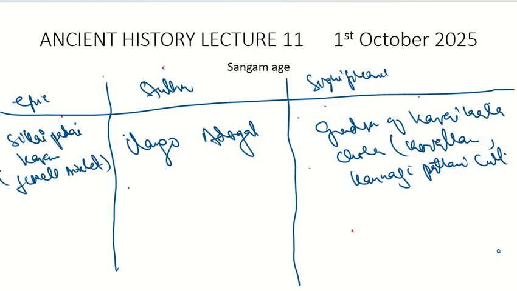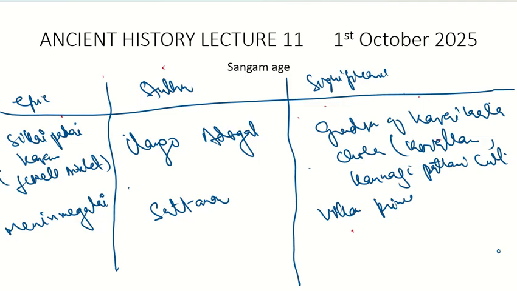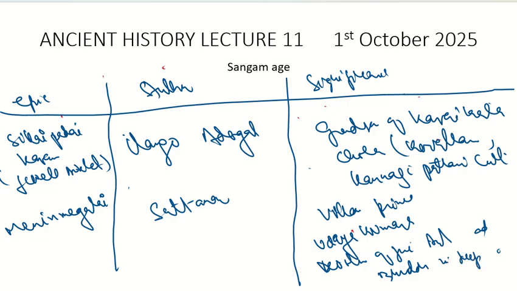Then we have another epic, which is Manimegalai. It is written by Sathanar, and it deals with the villain prince Udaya Kumara, devotion of fine arts and Buddhism in Deep South.